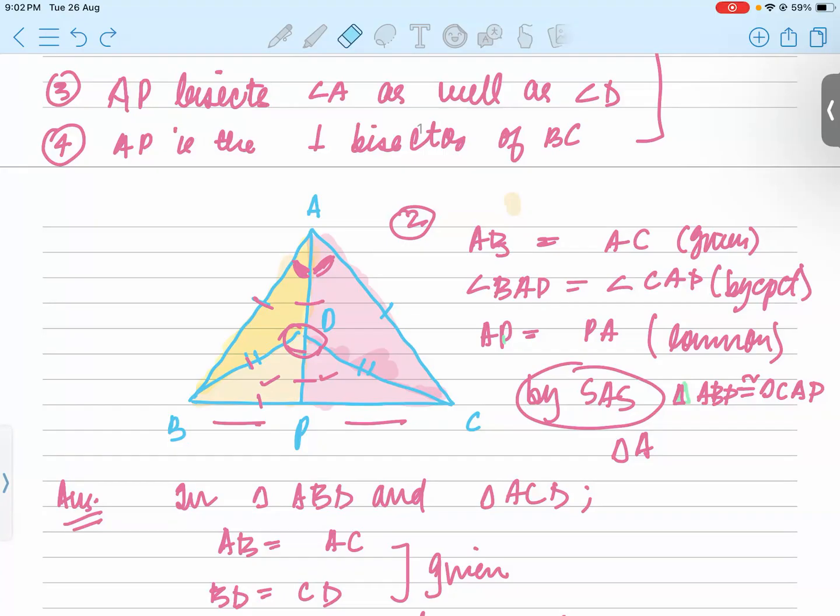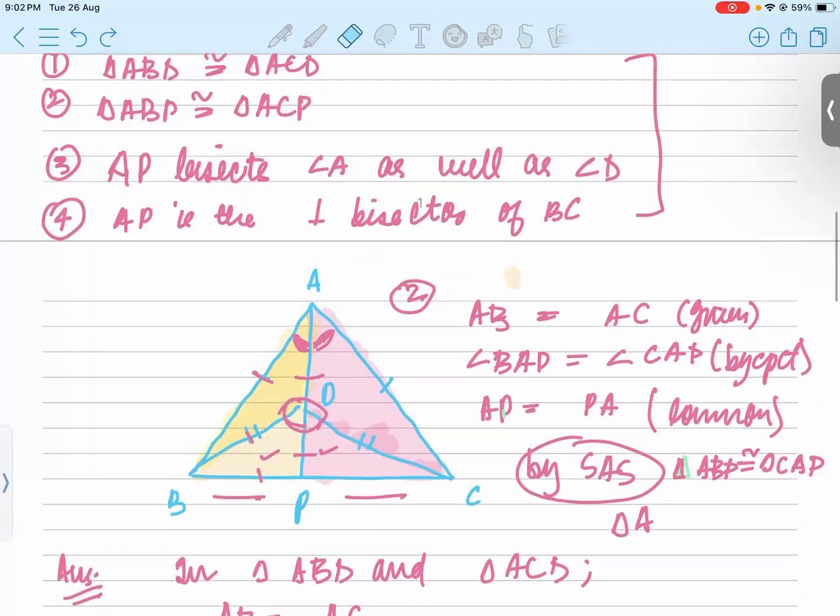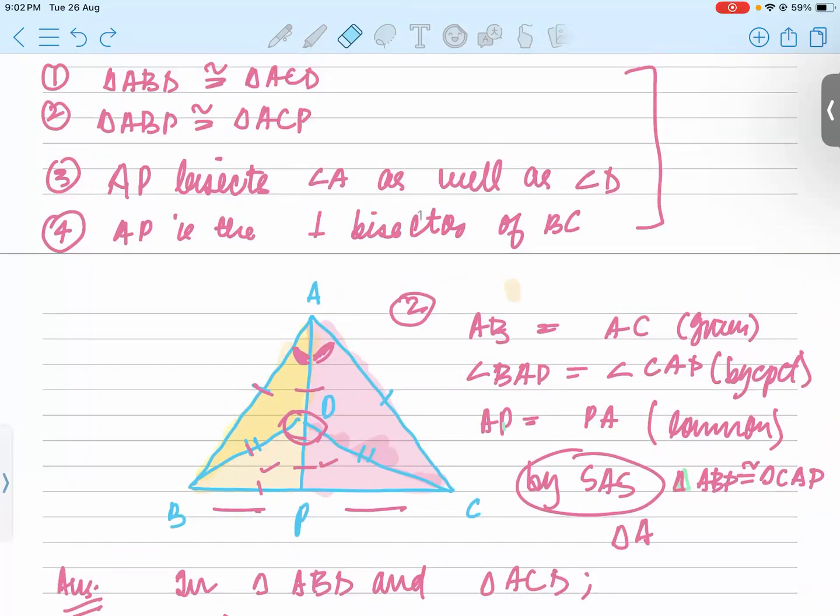Ma'am, can you explain the third part again? Okay. First, tell me any doubts in the second part. Second part understood, everyone, and copied as well. Okay, so children, look here. The third part says that AP is bisecting angle A as well as angle D. So this question you have to prove. So how will you prove it?